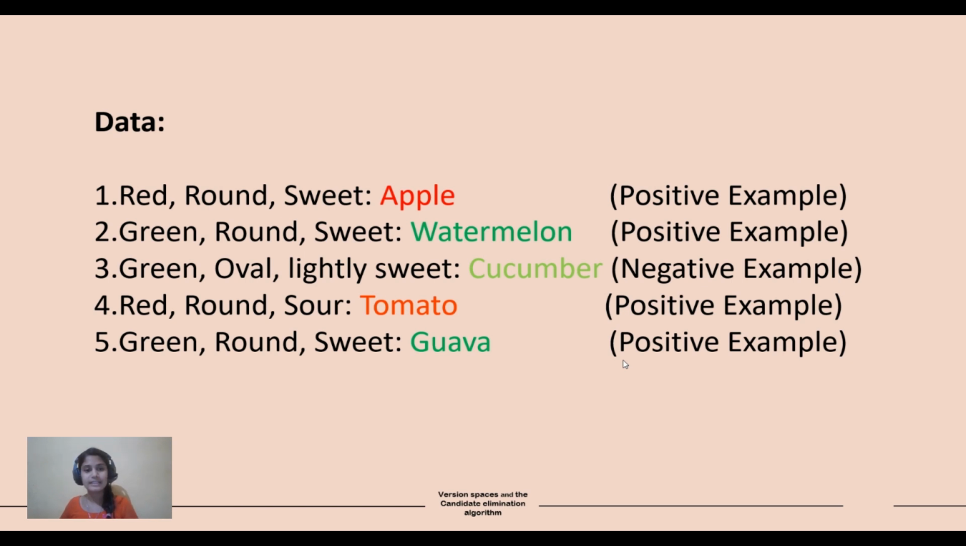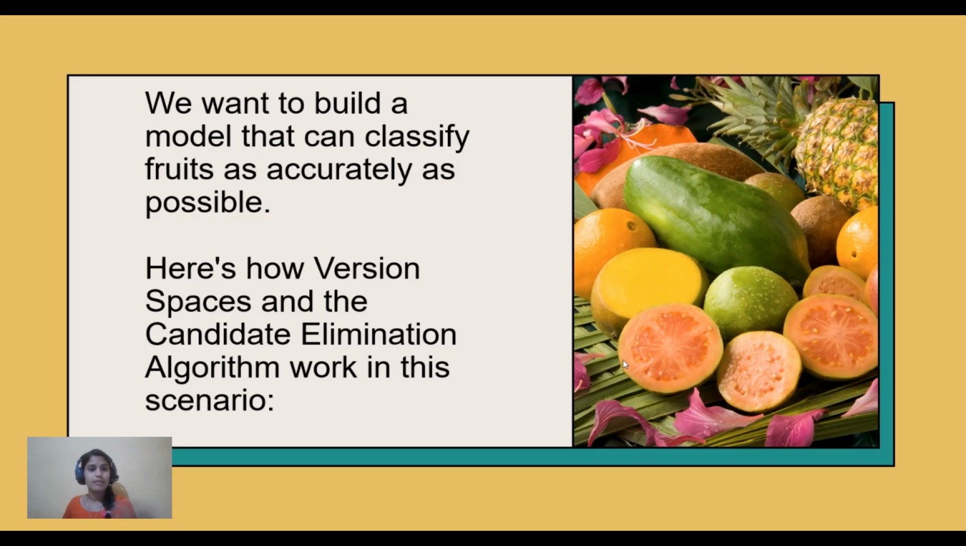So this data is given to the machine learning model, and we are trying to get the hypothesis for recognizing a fruit. And here, as you see, cucumber is not a fruit, it is a vegetable. So we want to build a model that can classify fruits as accurately as possible. Here is how version space and the candidate elimination work in this scenario. So let's see how it works.